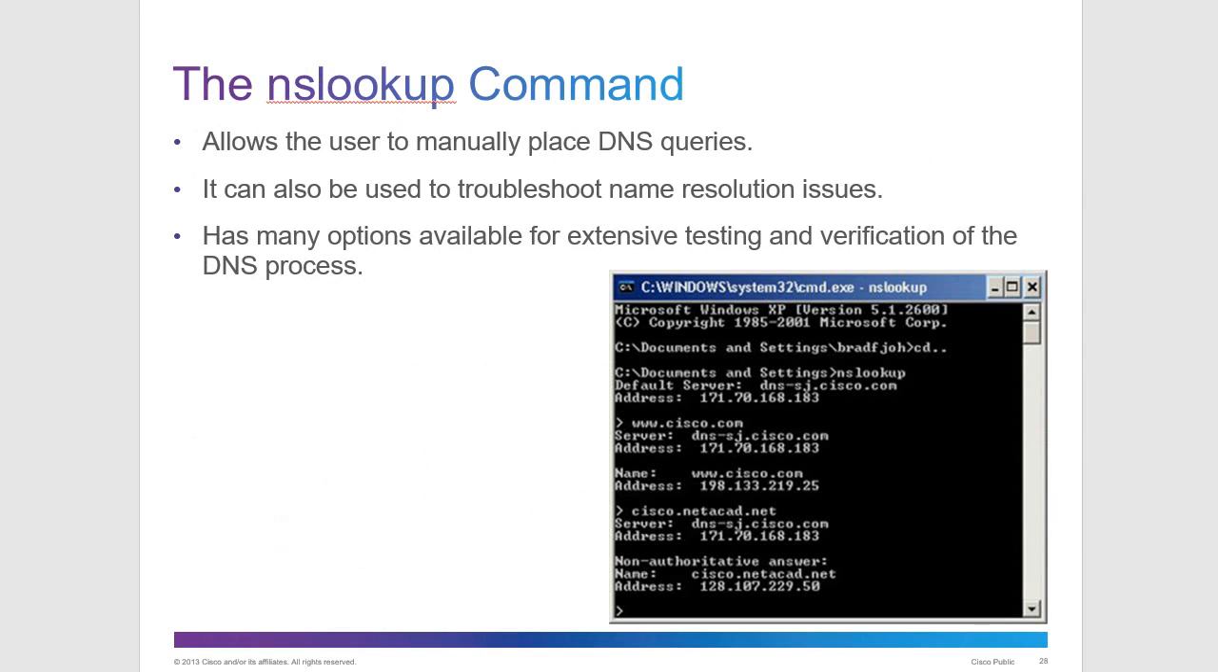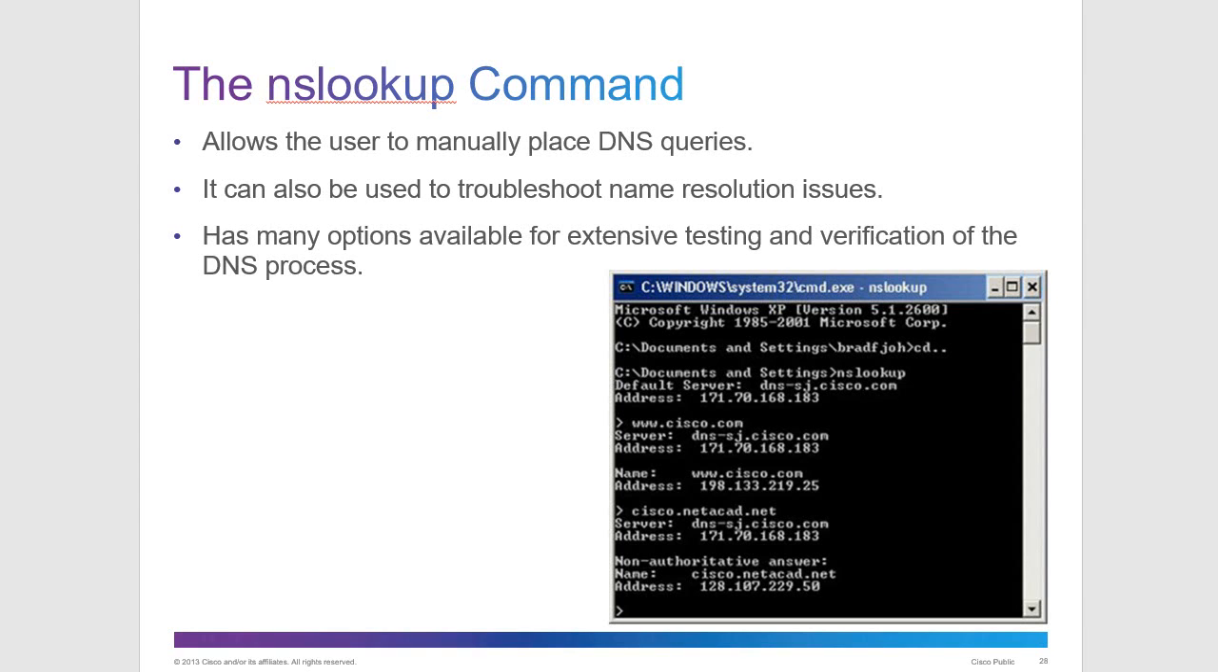NS lookup allows you to manually ask for DNS resolution yourself without requesting the web page. Basically, you just go into your command line and type nslookup, and then from there you can... well, the initial nslookup... actually, why don't I just show you?